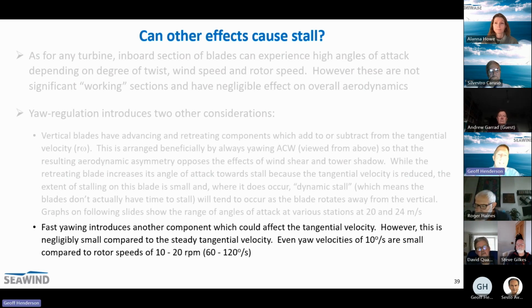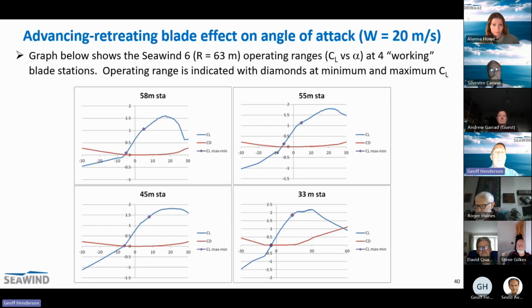Fast yawing does introduce another component which could affect the tangential velocity. However, it's still negligibly small compared to the steady tangential velocity. Even yaw rates of 10 degrees a second are small compared to rotor speeds of 10 or 20 RPM, which is 60 to 120 degrees a second.